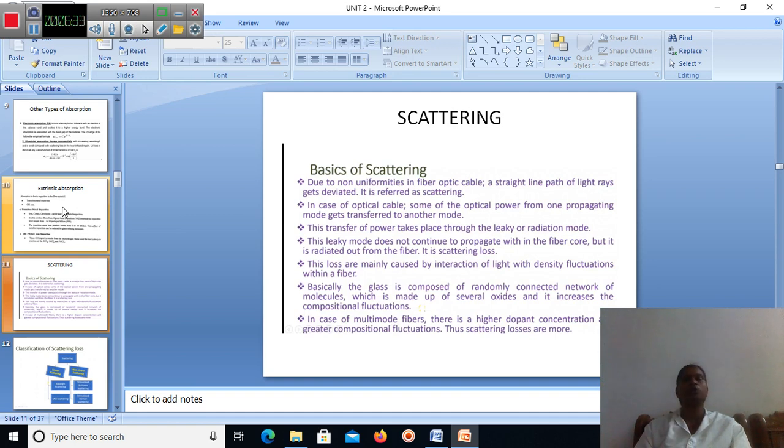These leaky modes create scattering losses. This type of loss is caused by the interaction of light with density fluctuations. Most fibers have density variations, and where there are density or intensity variations in the optical fiber, scattering will occur. Basically, the glass is composed of a randomly connected network of molecules made up of several oxides, which increases the composition fluctuations. In the case of multi-mode fiber, there is a higher dopant concentration and greater composition fluctuations. This has more scattering losses.